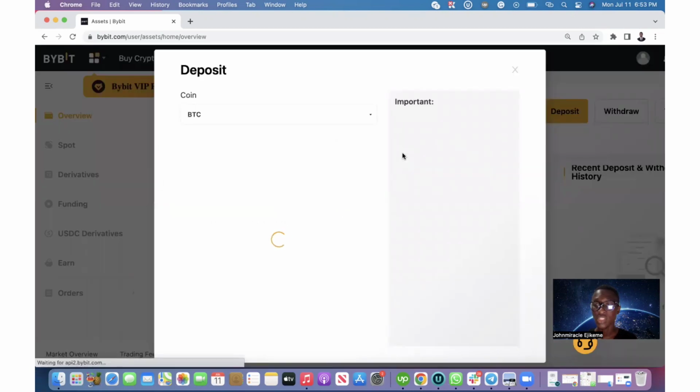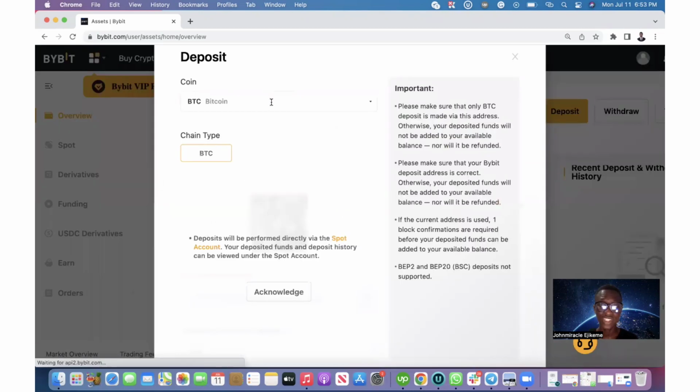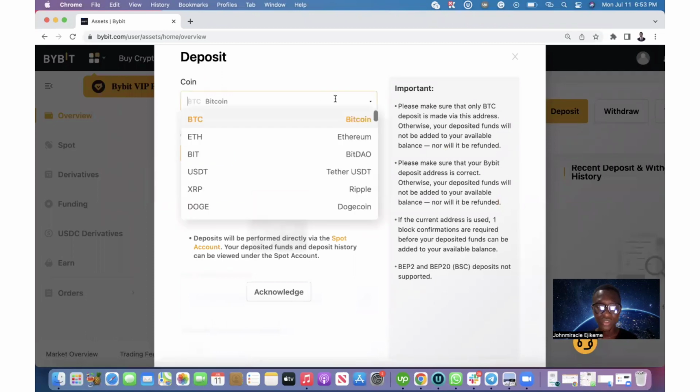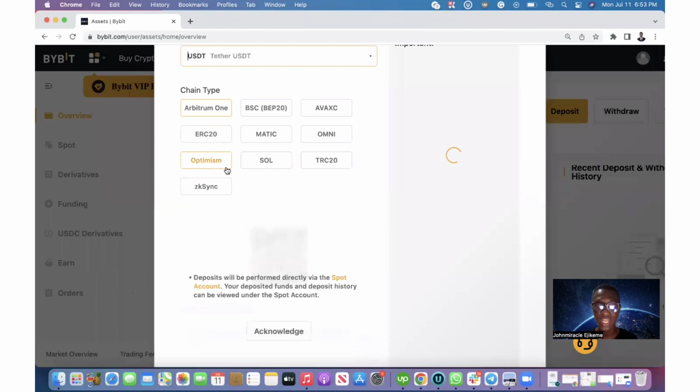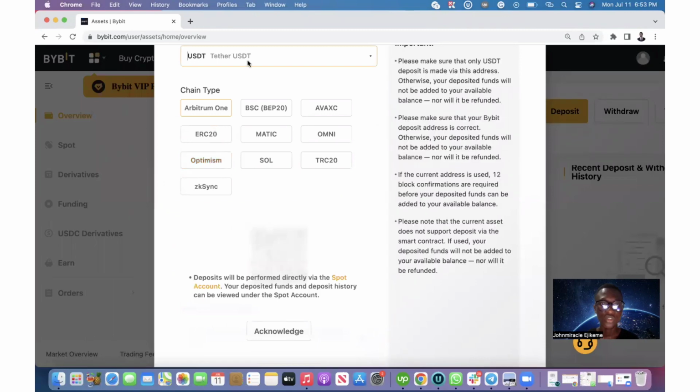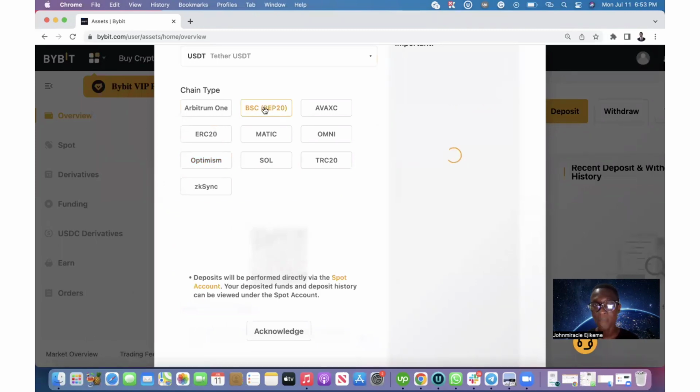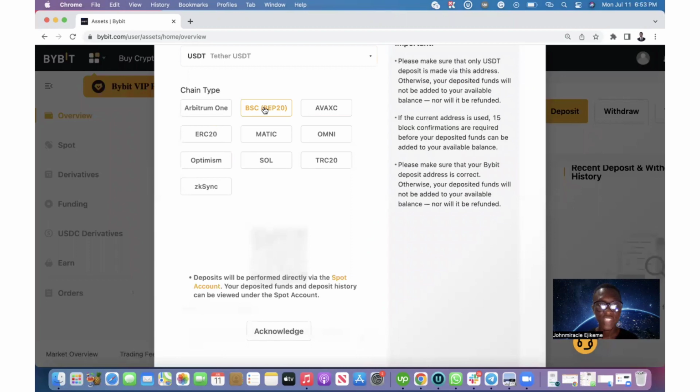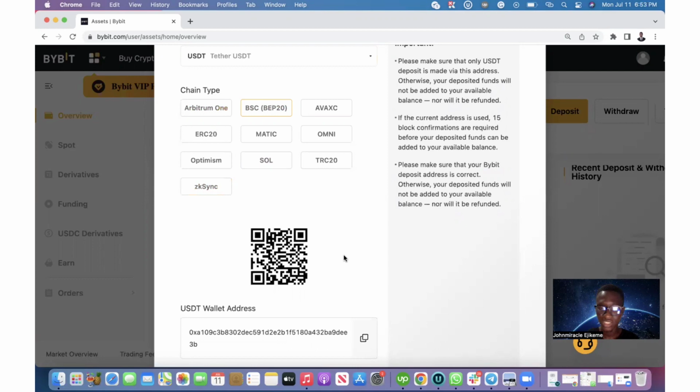I'm also going to take note of the network. Whether my USDT is on the Ethereum network or the Binance network, whichever network, I have to be sure so that I don't lose my tokens. So USDT, and then I choose my network. I'm choosing the BSC network. You can see different networks here, so you have to be sure that the network you are choosing matches the one you are sending with. I have acknowledged that, and this is the address and QR code.